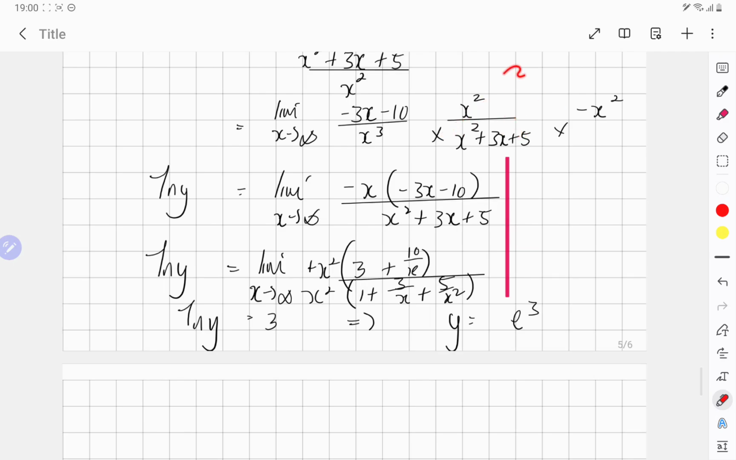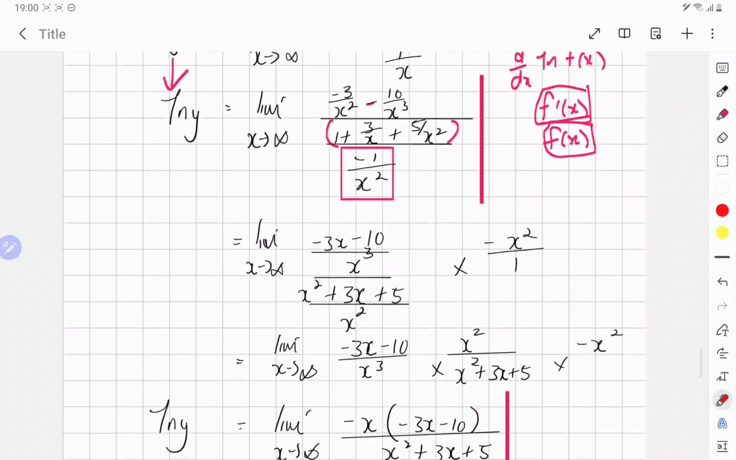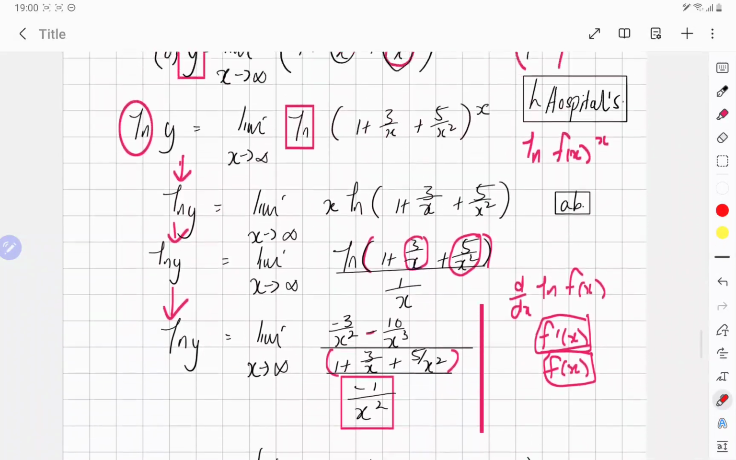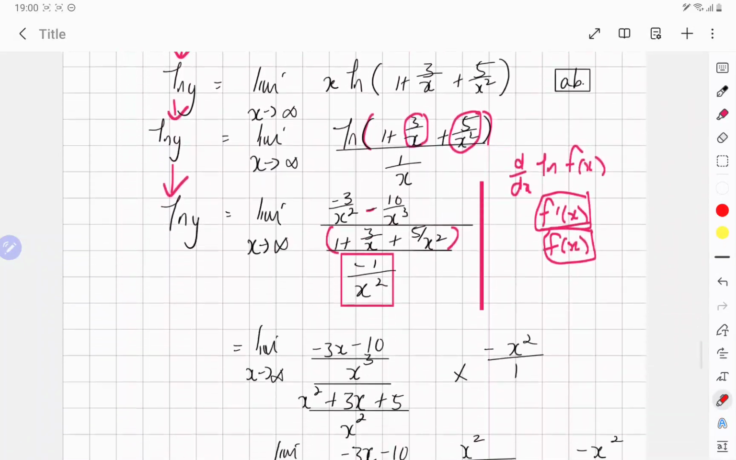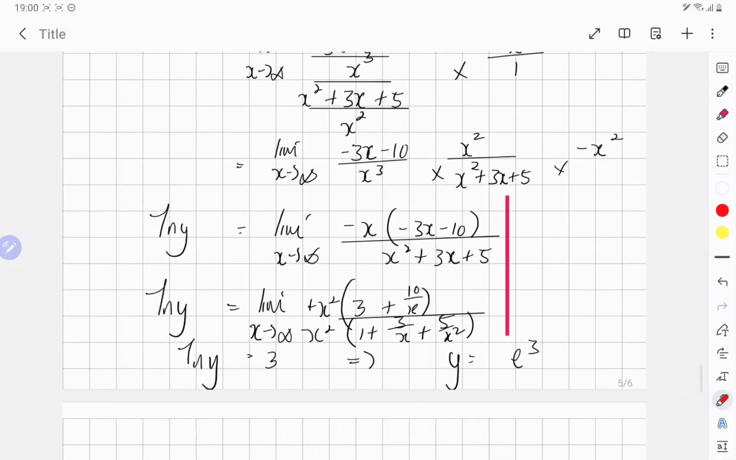Now I'm just going to cancel. So if I cancel, I have negative x left. And there I have minus 3x minus 10 over x squared plus 3x plus 5 left. All these steps I'm not explaining in detail. As you can see, the fractions are basically from grade 8 and 9. Students should not be struggling with that.